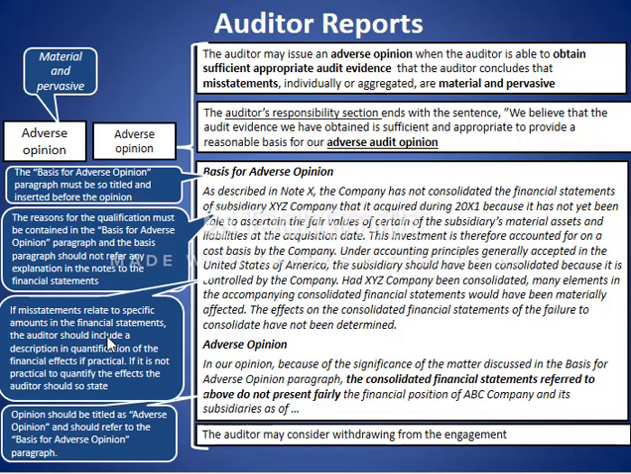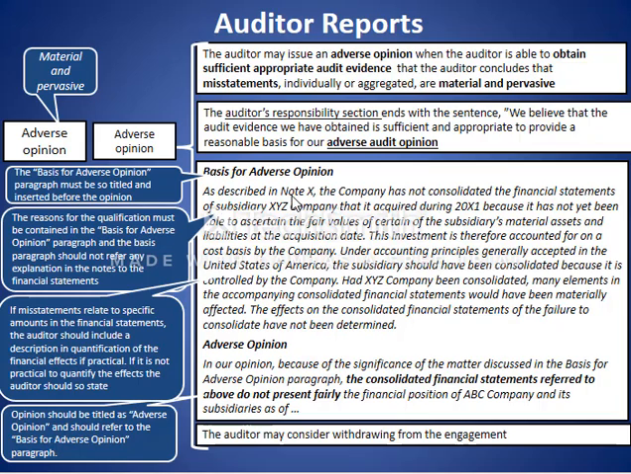Now, if misstatements relate to specific amounts in the financial statements, the auditor should include a description and quantification of the financial effects if that's practical. If it's not practical to quantify the effects on the financial statements, the auditor should state so. So let's take a look at the example of the basis for the adverse opinion.